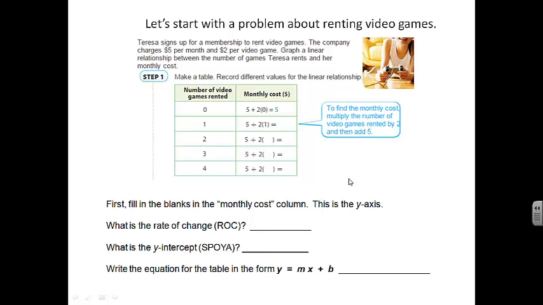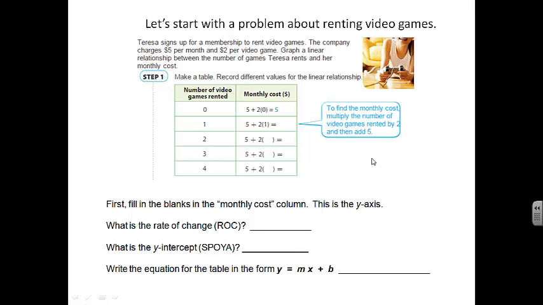If you're having any questions as we go, jot them down, and your teachers will answer those tomorrow before you do your assignment with this. Okay, let's start with a problem about renting video games. Teresa signed up for a membership to rent video games. The company charges $5 per month and $2 per video game. Graph a linear relationship between the number of games Teresa rents and her monthly cost.